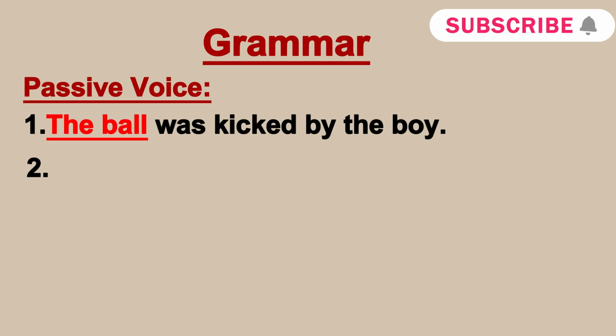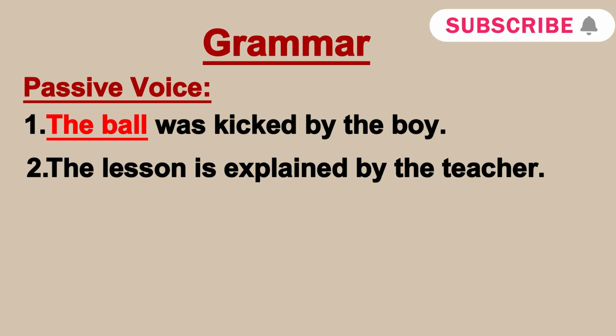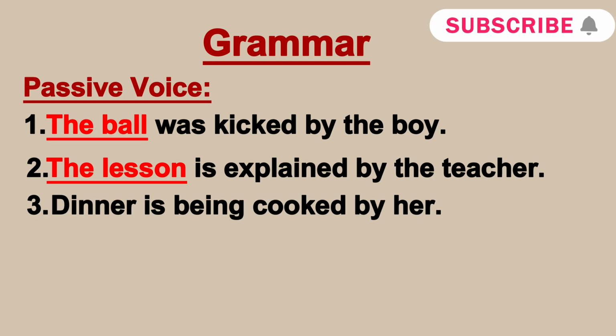Example 2. The lesson is explained by the teacher. The lesson is receiving the action of being explained. That's why this is passive voice. Example 3. Dinner is being cooked by her. Here, the dinner is receiving the action of being cooked. So this is passive voice.